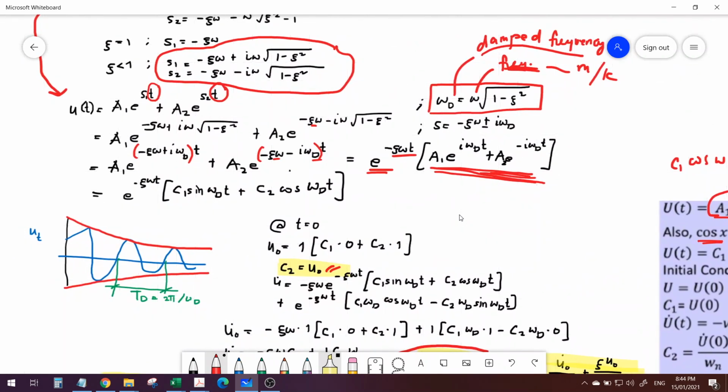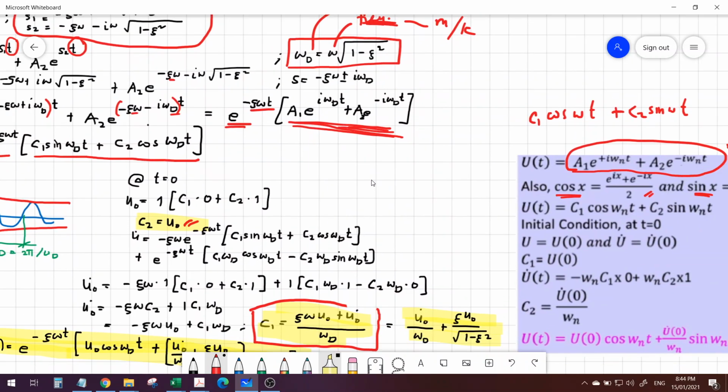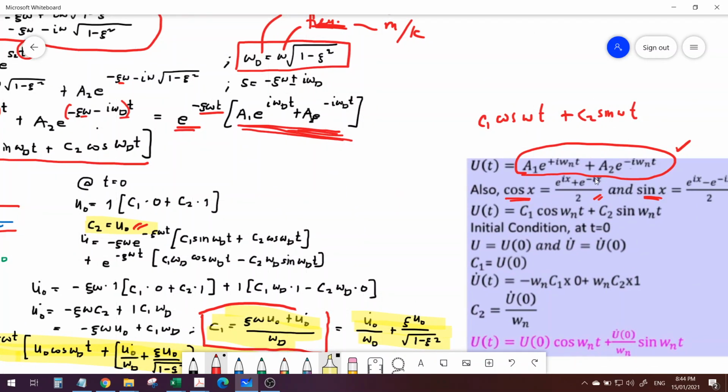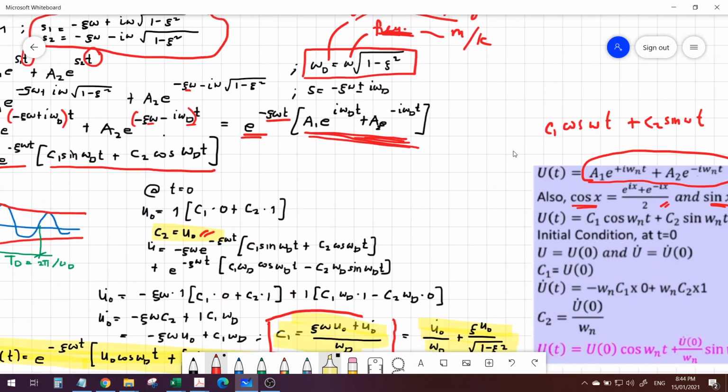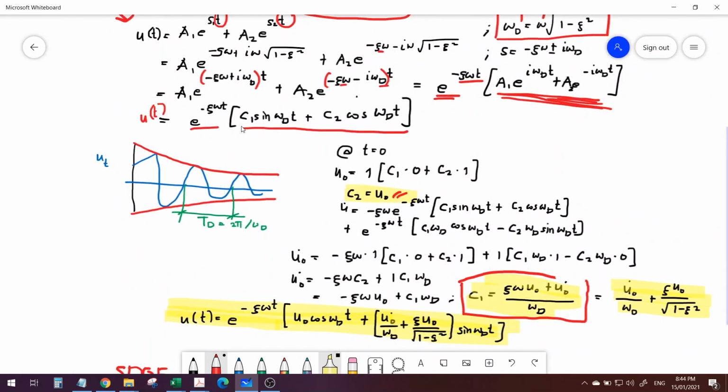So, by using the identity formula, this one is equivalent to C1 sine omega d t plus C2 cosine omega d t. So, U of t. Take note, no? Meron kang imaginary number i. So, tama. Okay. So, hindi pa tapos, because we still have C1 and C2, the unknown parameters.